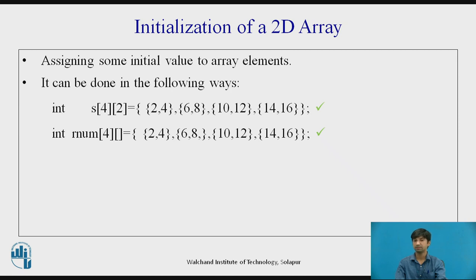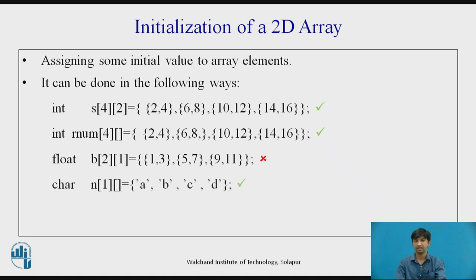int r[num][4][] and I have assigned the values 2, 1, 1, 3, 5, 7, 9, 11. In this array, I have initialized the array with row size equal to 2 and column size equal to 1, but I am assigning 3 values, which will create an error during execution of the program.